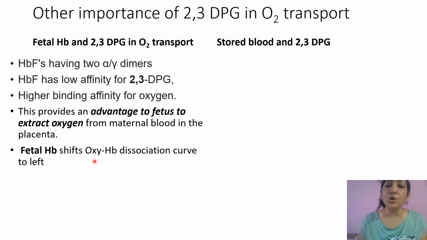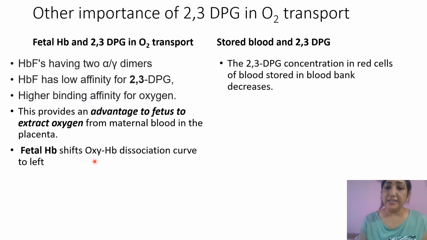Now stored blood, what happens in the blood bank blood? 2,3-DPG is less. As we have seen in the last graph, when 2,3-DPG is less, the unloading of oxygen is also less. In stored blood, the 2,3-DPG concentration in the red cell is less, so unloading decreases.